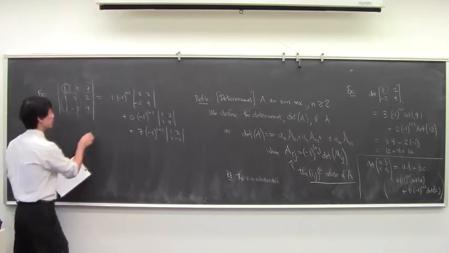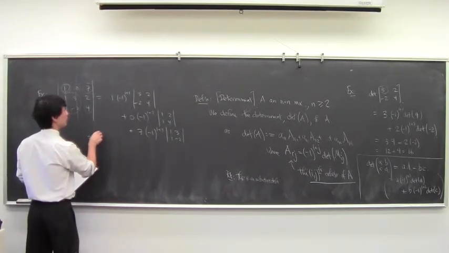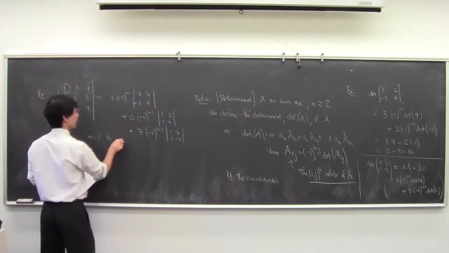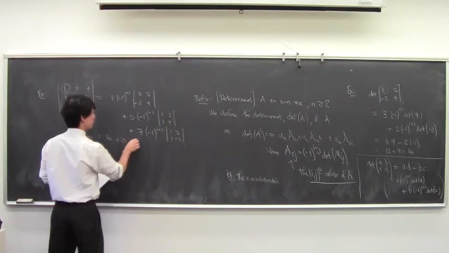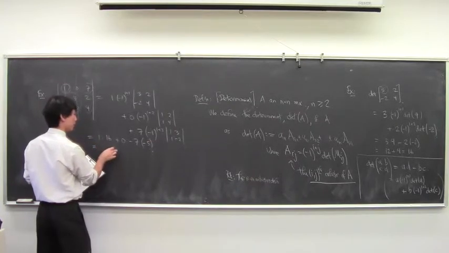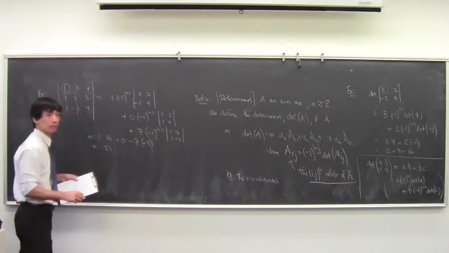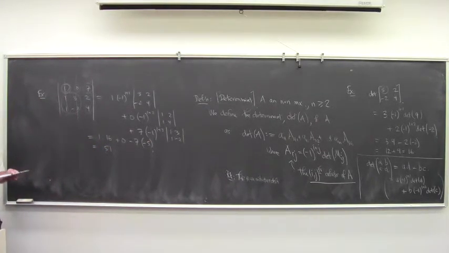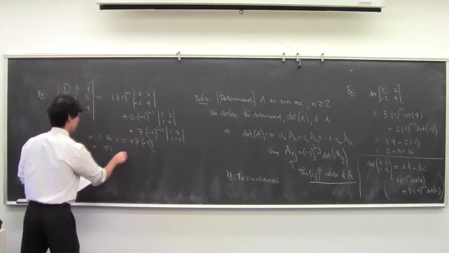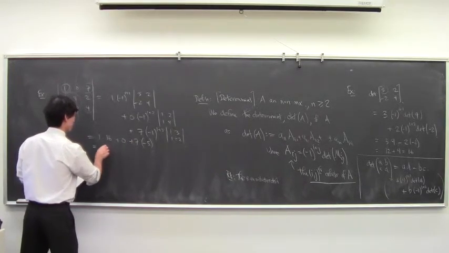Okay. So that turns out to be 1 times 16, plus 0, so minus 7 times -5, so 51. Plus 7, yeah, sorry. So that's -19.